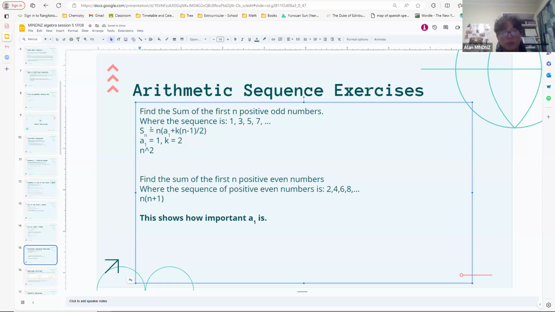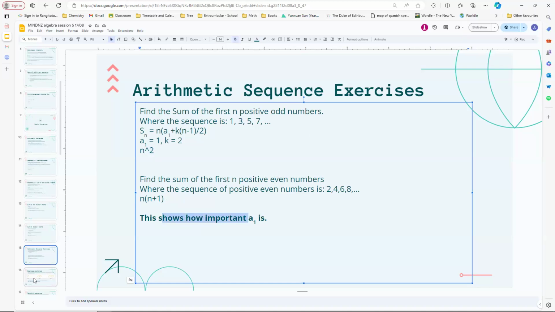Because we had a1 equals 1 for the positive odd numbers, and a1 equals 2 for the positive even numbers, the sums are different. Namely, we have n squared for the sum of the first n positive odd numbers, and n times n plus 1 for the sum of the first n positive even numbers. This just goes to show how important a1 is.